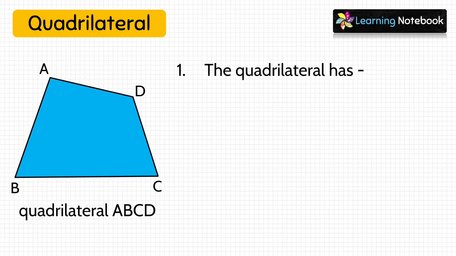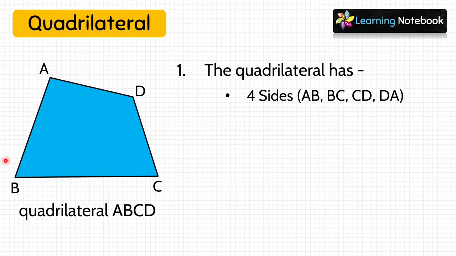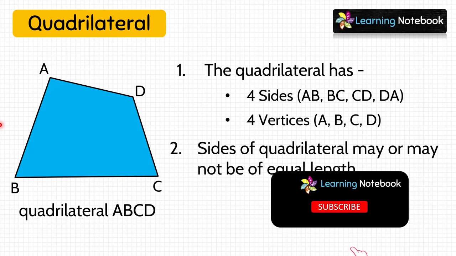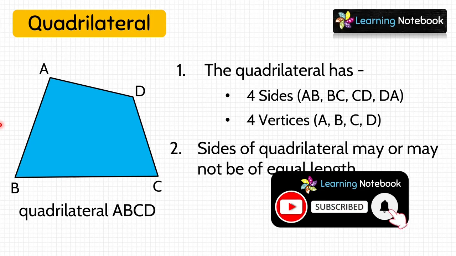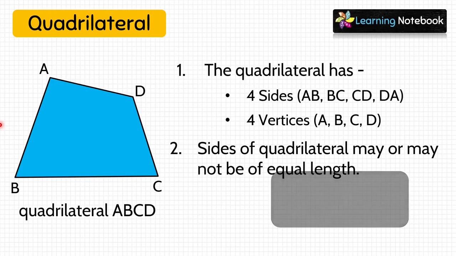Next, a quadrilateral has how many sides? Yes, four sides. Look here, AB, BC, CD and DA. These are four sides of this quadrilateral ABCD. And then it has four vertices or four corners: A, B, C and D. And as we learned in triangle, sides of a quadrilateral may or may not be of equal length.